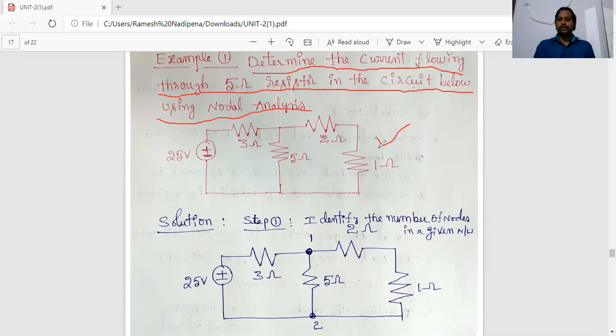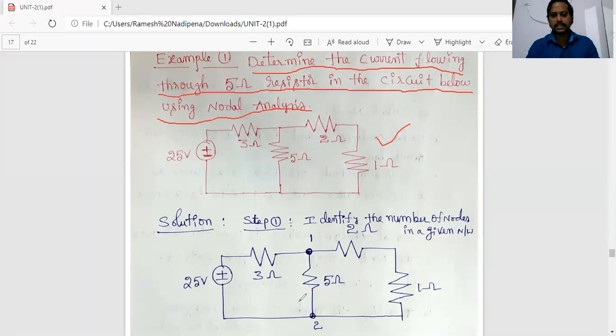We'll go step by step, and I'll explain each and everything. Let us see step number 1 of nodal analysis. What is step number 1? Identify the number of nodes in a given electrical network.